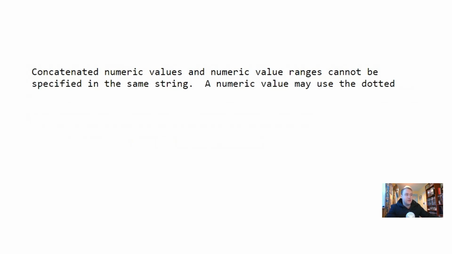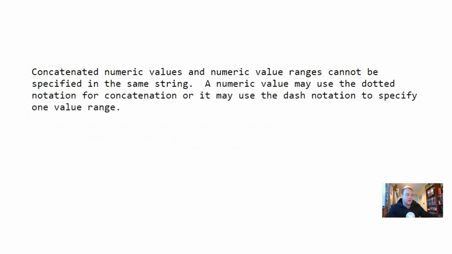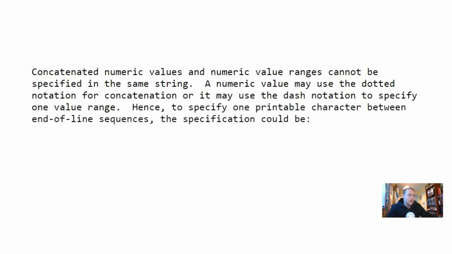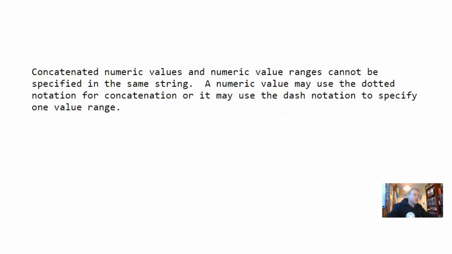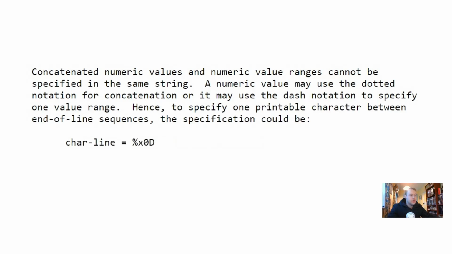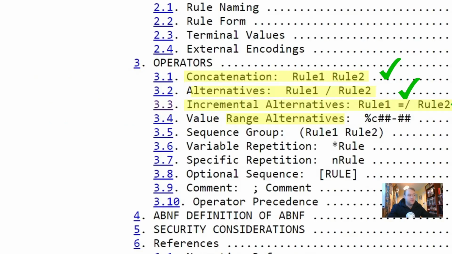A numeric value may use the dotted notation for concatenation, or it may use the dash notation to specify one value range. Hence, to specify one printable character between end-of-line sequences, the specification could be, so CHAR-LINE = %x, let's use hexadecimal, 0D.0A, %x20-7E, %x0D.0A.